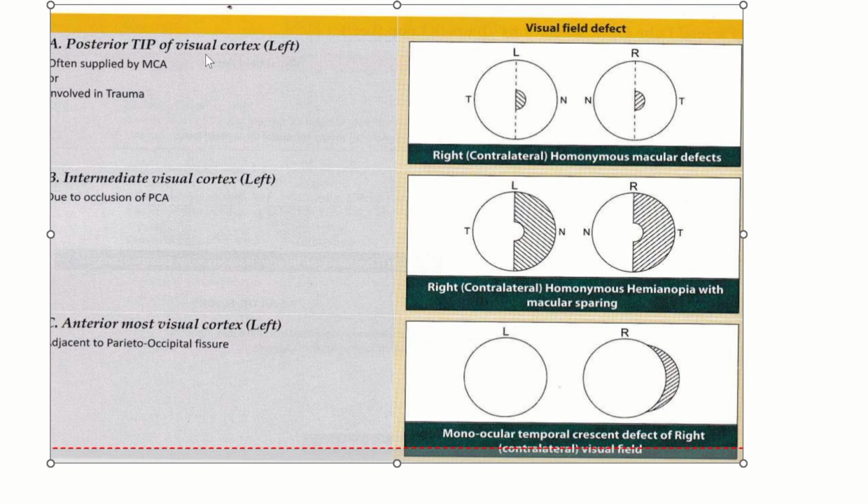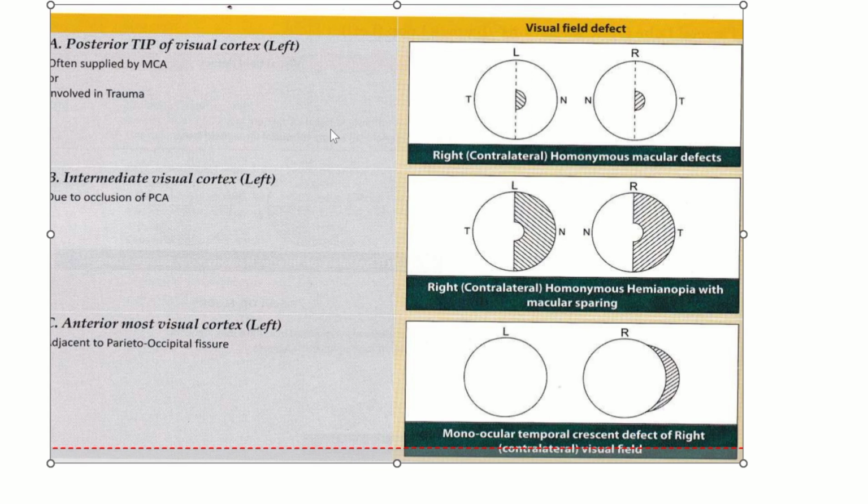In the posterior tip of the visual cortex, if there is injury in the macular area, then only the macular area will be injured, so a right homonymous macular defect. And if there is injury to the other part of the visual cortex except the macula, that is, if only the posterior cerebral artery is injured, then there will be homonymous hemianopia with macular sparing. These two you should know. This is not so important.